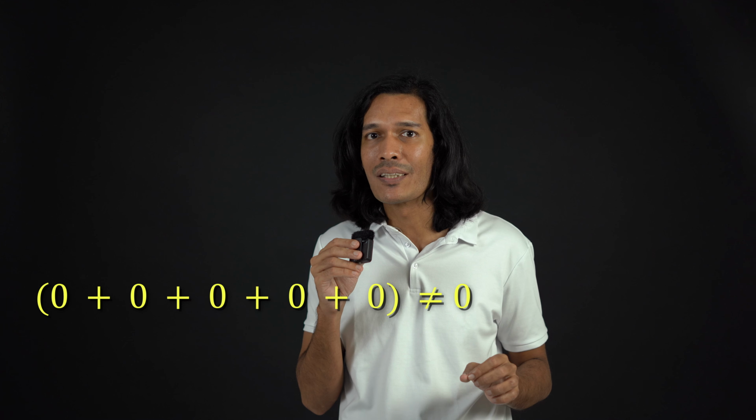I mean, how did this come to be? How can 0 plus 0 plus 0 plus 0 plus 0 equal to a non-zero number? Very counterintuitive, right?